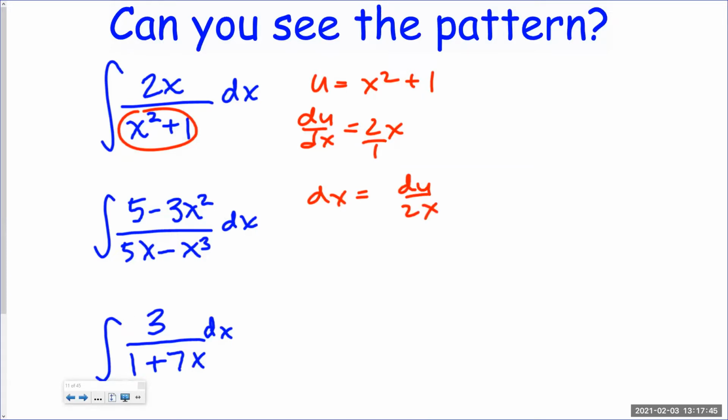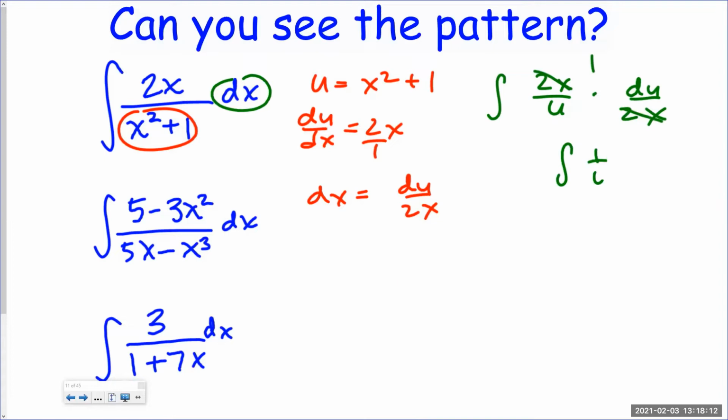Now I'm going to replace two things. I'm going to replace my u, which is right here, and I'm going to replace my dx, which is right here, okay? So this is going to be the integral of 2x over u times du over 2x. Are you guys with me so far? Okay. Do my x's cancel out? They do. What do I have left, though? 1, right? So I have the integral of 1 over u du.